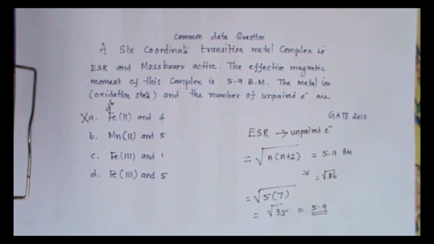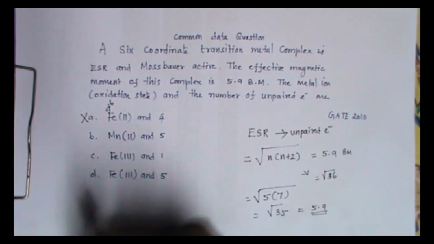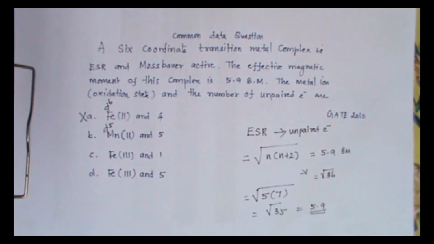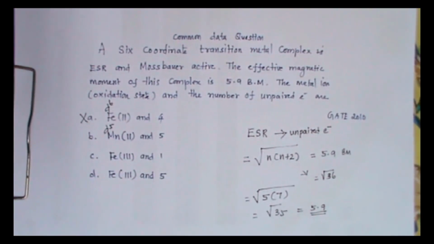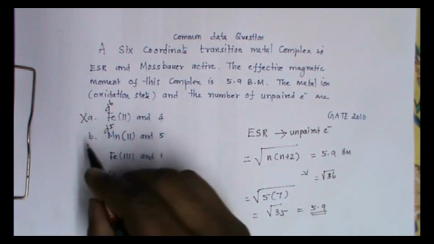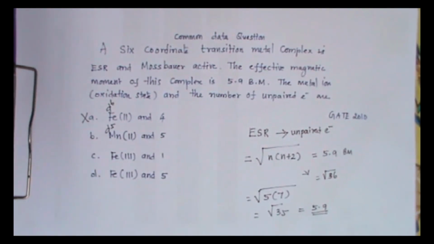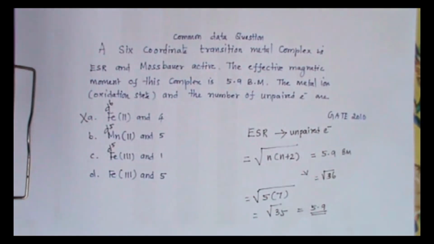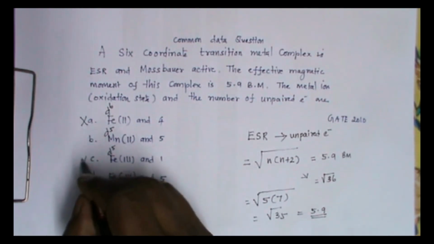What about Mn2 plus? Mn2 plus will be a d5 system. If the ligand is weak, you will get a high spin complex. You will get 5 unpaired electrons. So it is possible. What about Fe3 plus? Fe3 plus is also a d5 system. What about the number of unpaired electrons? We have calculated it is 5. Based on that, I can eliminate this option.